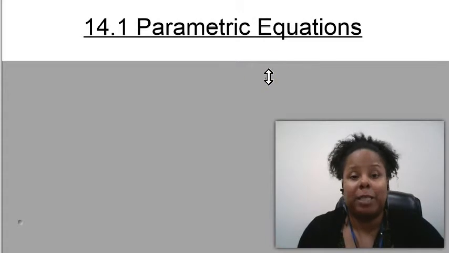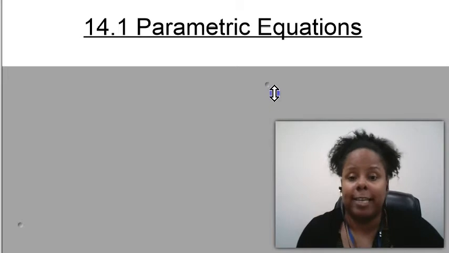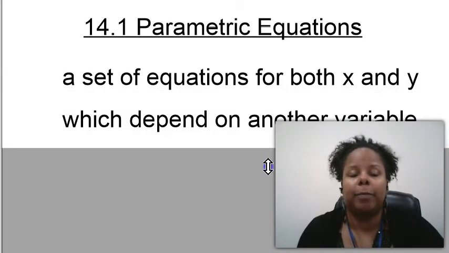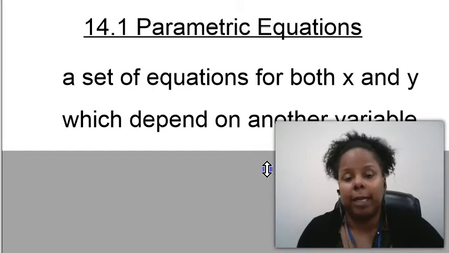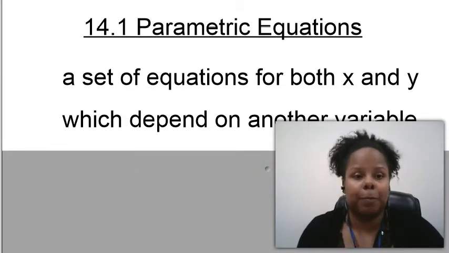Hello class, today we will be talking about parametric equations. Parametric equations are a set of equations for both x and y, where x and y depend on another variable, and usually that variable is time. Let's look at a simple example.